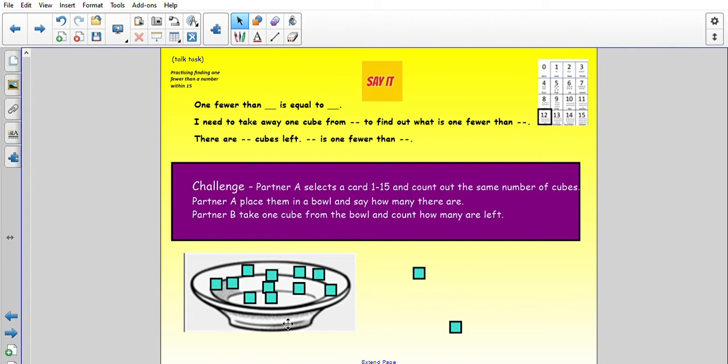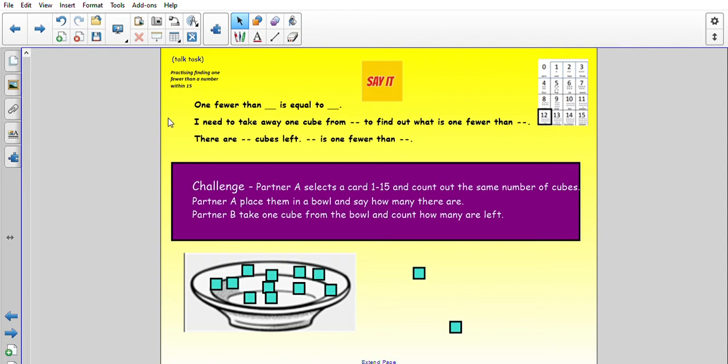So how many have I got left? I had 12 and I've taken one away. Maybe you know that one already from counting backwards. If not, you can count them all. 1, 2, 3, 4, 5, 6, 7, 8, 9, 10, 11. So I can use my stem sentences to say 1 fewer than 12 is equal to 11. I need to take away 1 cube from 12 to find out what is 1 fewer than 12.